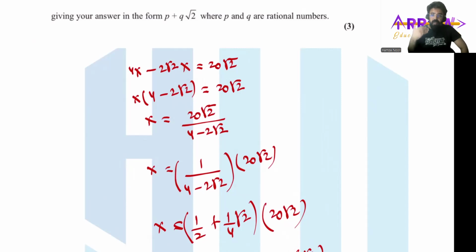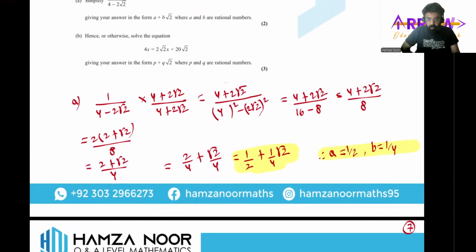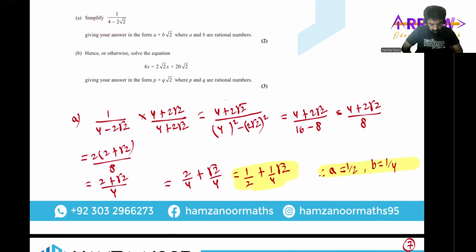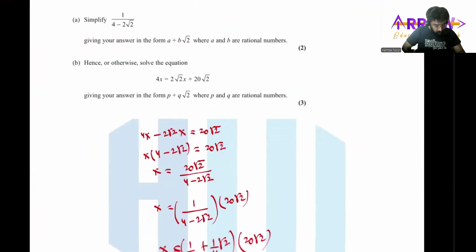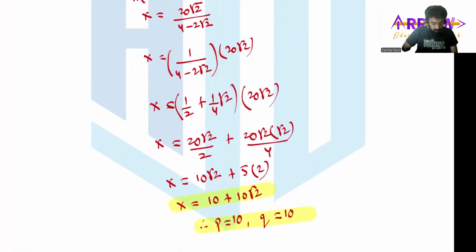Okay, our purpose is to make the denominator a rational number. So for that purpose, as we have seen in part A, in place of 1 upon 4 minus 2 root 2, we can exactly write half plus root 2 over 4, meaning half plus 1 over 4 into root 2. Agreed with this or not? Tell me. So therefore, in place of 1 upon 4 minus 2 root 2, we are going to exactly write the result of part A which we obtained.